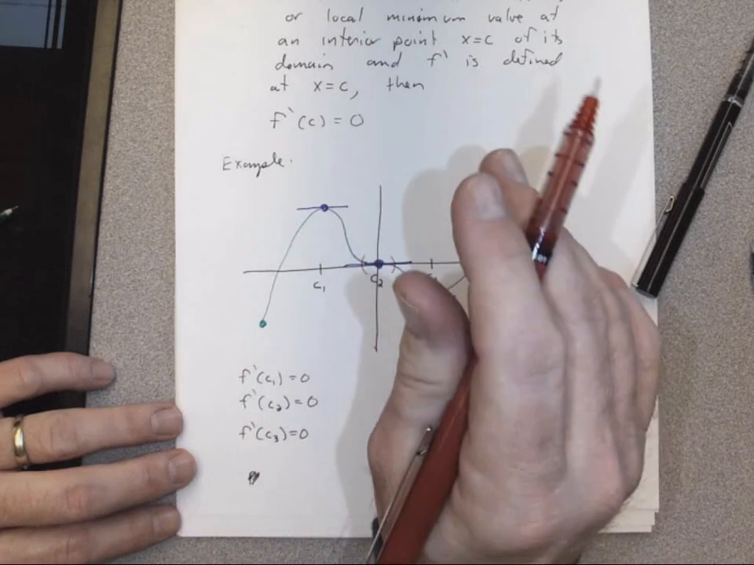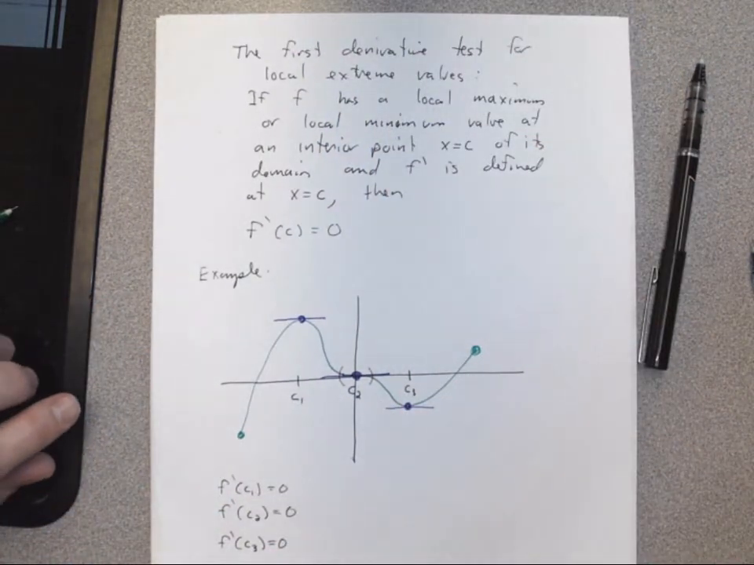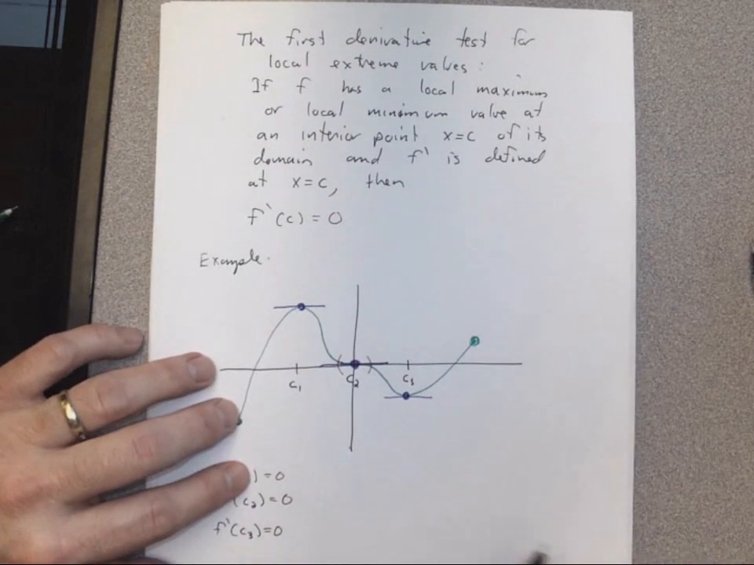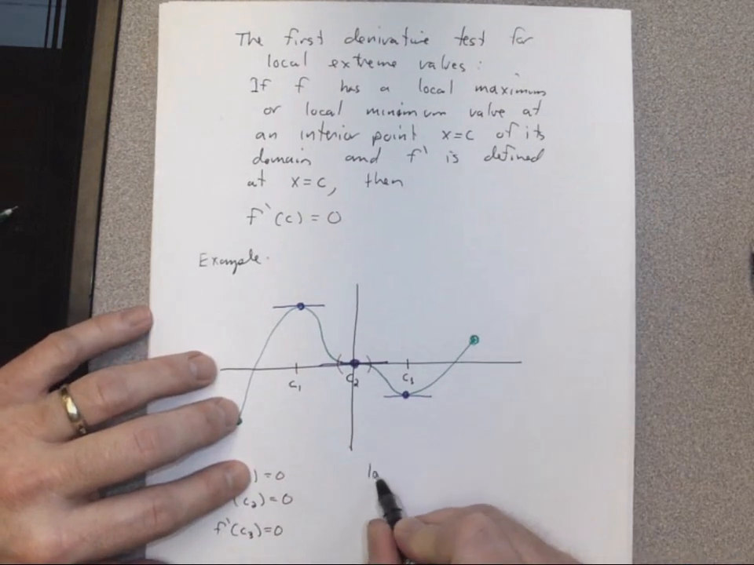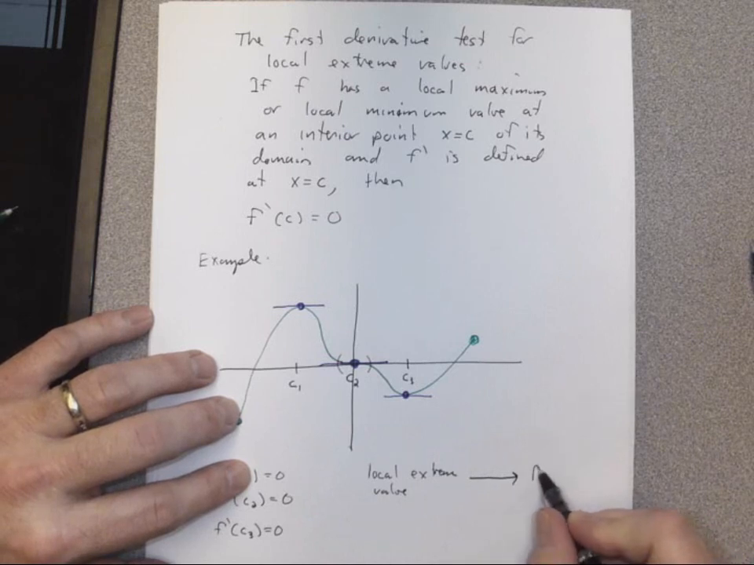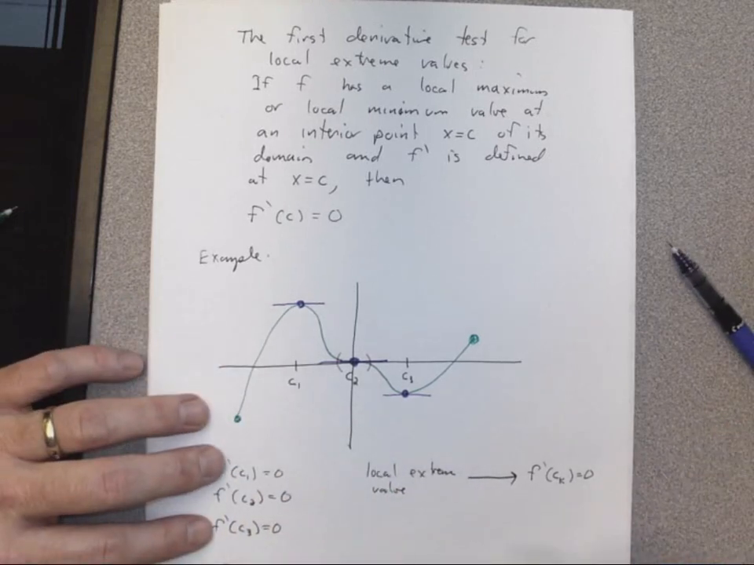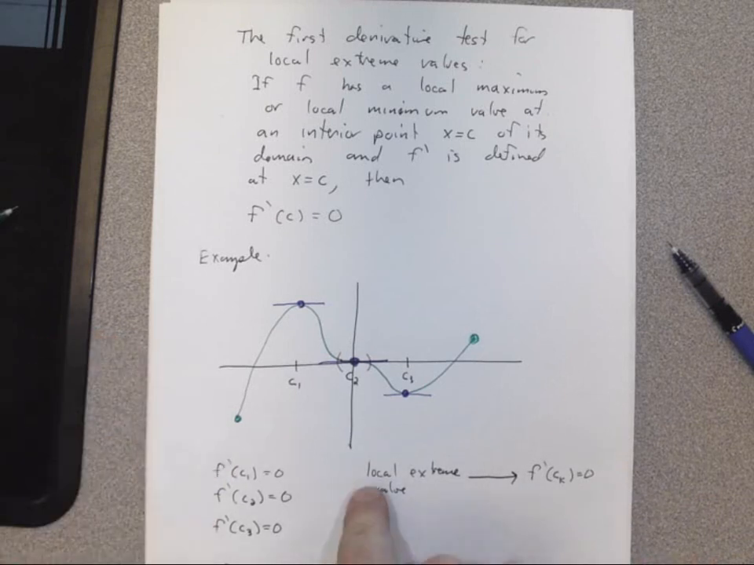So going back to this idea, if it's a local extreme value, meaning local maximums or mins, this definitely says that the derivative at these c sub k's is going to be equal to 0. C sub k, because there's possibly a bunch of them. But it's not guaranteed to go the other way. It only goes in this one direction. If it's a local extreme value, its derivative is definitely 0.